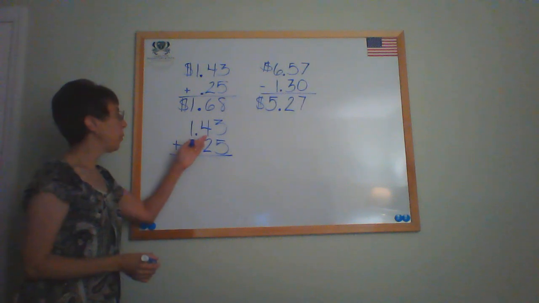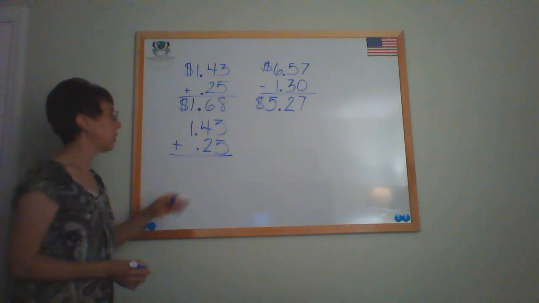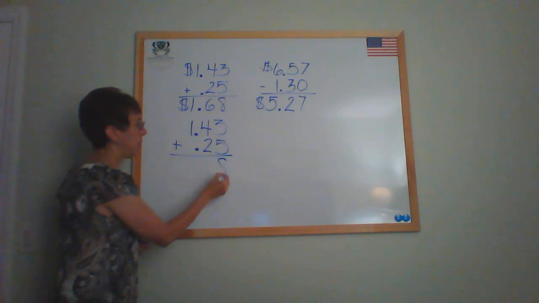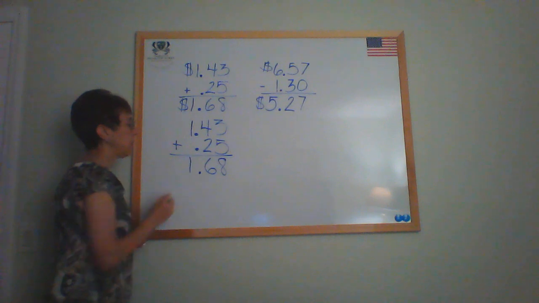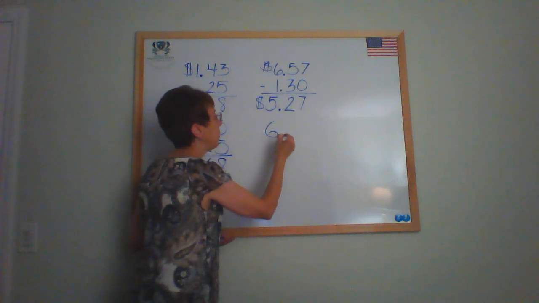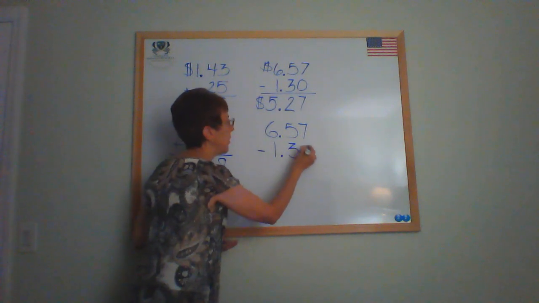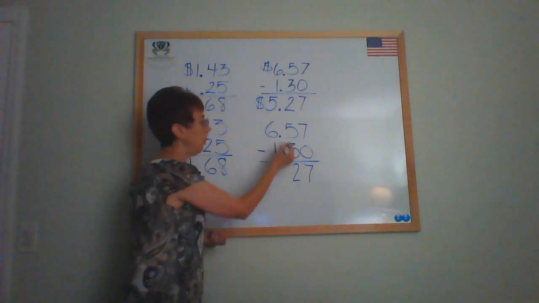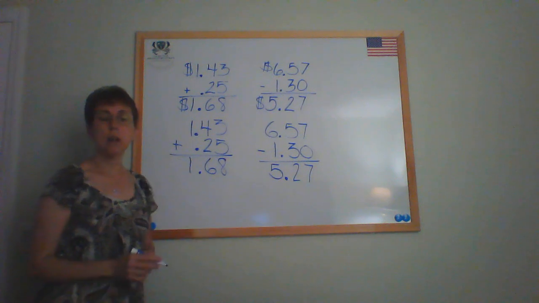Here you're adding 1.43 plus 0.25, or 1 and 43 hundredths plus 25 hundredths. And so once again, you line up those decimal points. 3 plus 5 equals 8, 4 plus 2 equals 6. Bring down the decimal point, and then you bring down your 1. 1 and 68 hundredths. And over here, for your subtracting problem, 6 and 57 hundredths minus 1 and 30 hundredths, and you subtract. 7 minus 0 is 7, 5 minus 3 is 2, you bring down your decimal point, and 6 minus 1 equals 5, 5 and 27 hundredths.